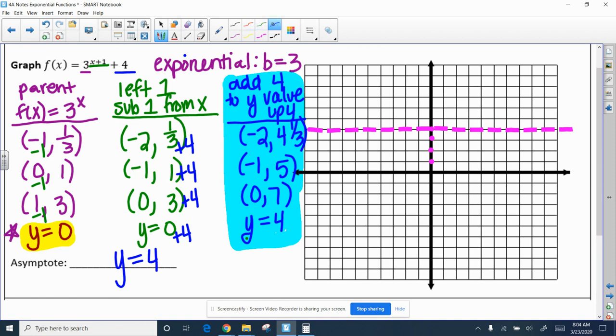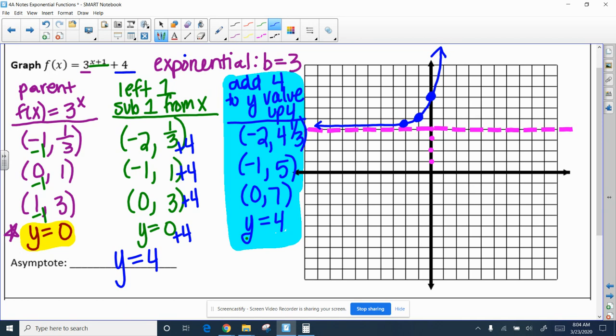And then let's graph our other points. This point, -2, 4 1/3 means I go left 2 and then up 4 1/3, which is just a little bit above the axis. -1, 5 means I go left 1 and up 5. And then 0, 7 means I go over 0 and then up 7, which would be right here. And then once I have those 3 points and my asymptote drawn in, I can draw in my graph like this as an exponential growth function.